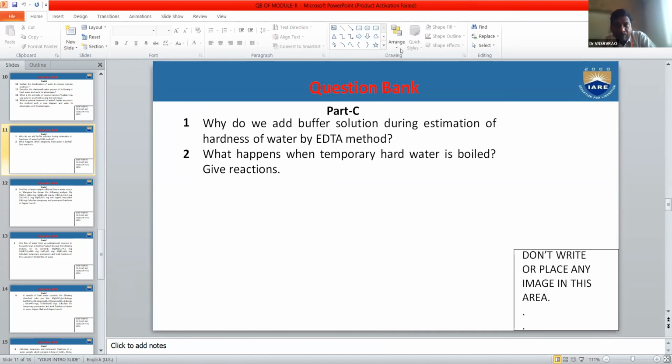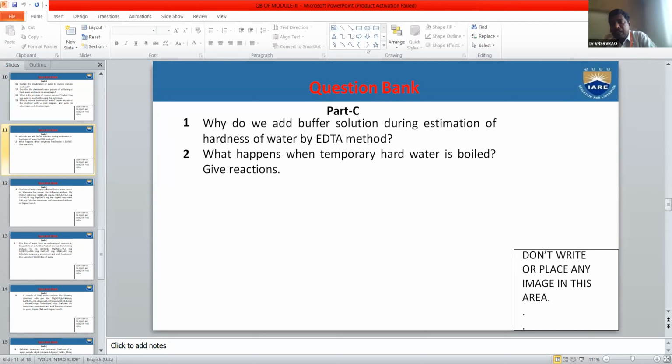Okay ma, anybody remember what is the indicator used for hardness of water? EBT. Very good. What is the full form of EBT? Eriochrome Black T. And what is the color change? Wine red to blue. Okay ma, very good.